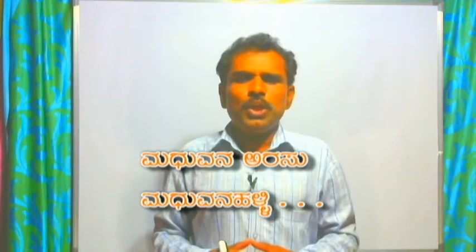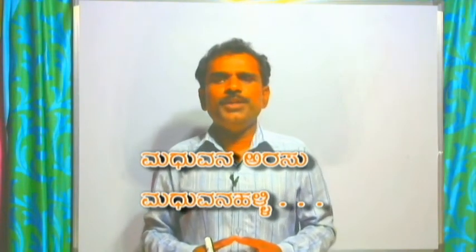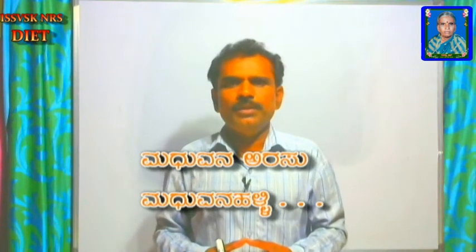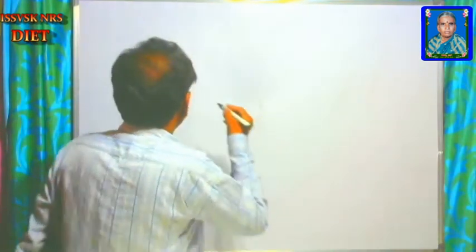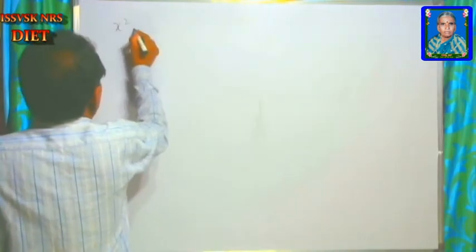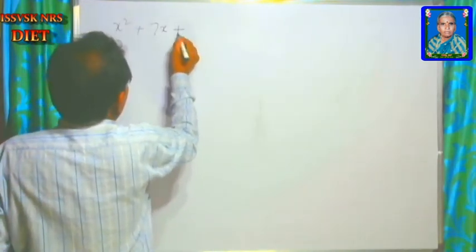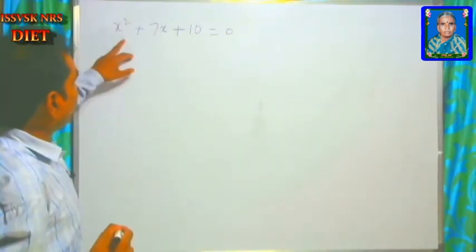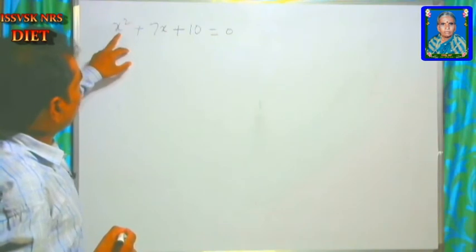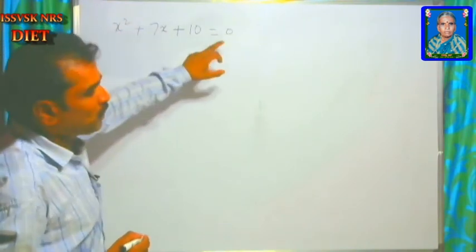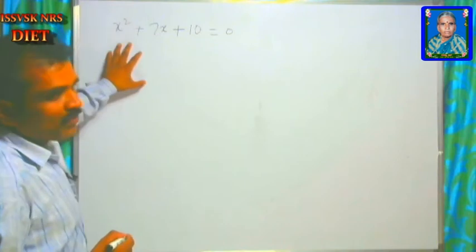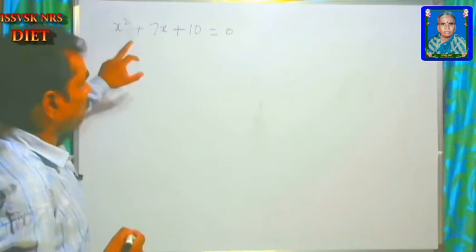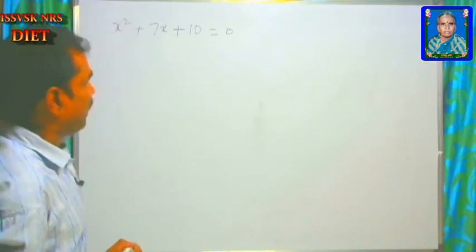Let us learn to solve the given quadratic equation by using the method of completing the square. Let us take the quadratic equation x square plus 7x plus 10 is equal to 0. Here I have taken the quadratic equation x square plus 7x plus 10 is equal to 0. This is of the form ax square plus bx plus c is equal to 0.